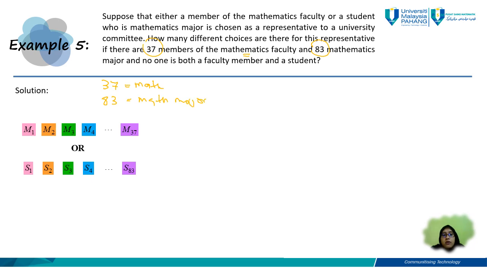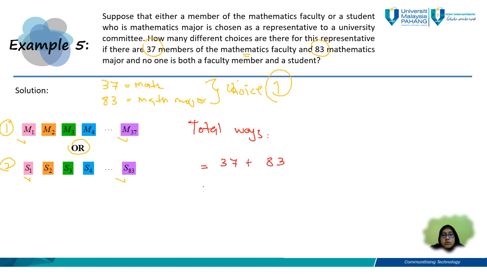Okay, and from both of these, we need to choose only one representative. So how to choose? For the first choice, we can choose from the mathematics members. So we have 37 choices, from 1 until 37. Or if you don't want to choose from the mathematics members, you can choose for the second choice one from the mathematics major. That means you can choose from 1 until 83. So the total ways is equal to 37 plus 83. So that means you will have 120 ways.